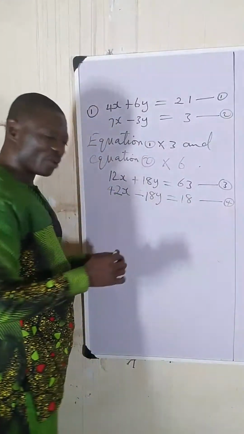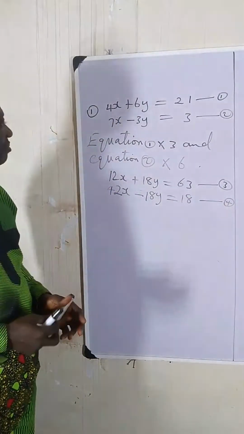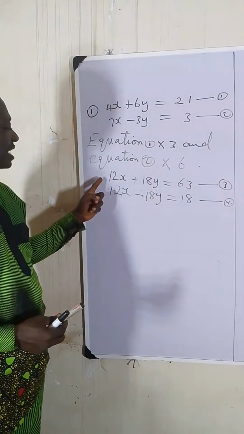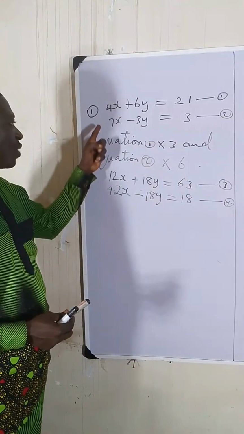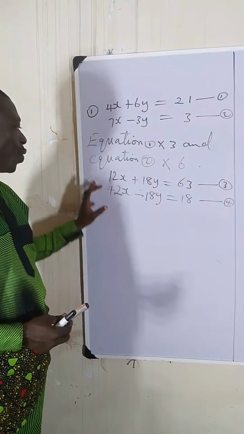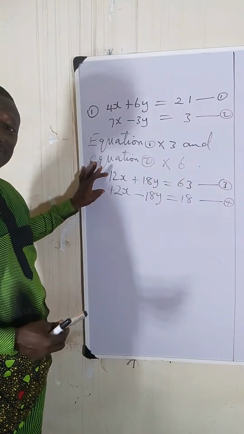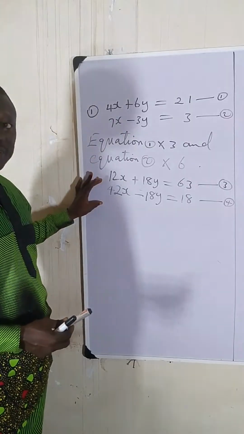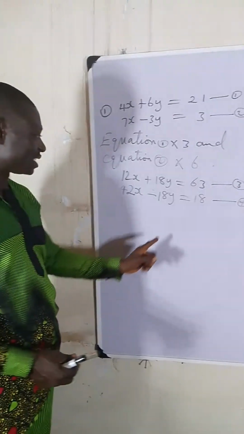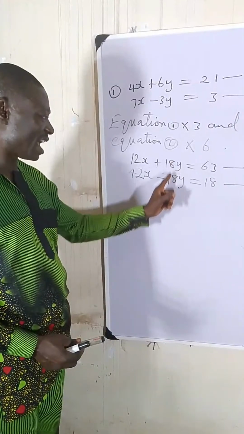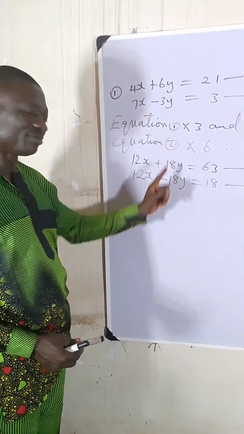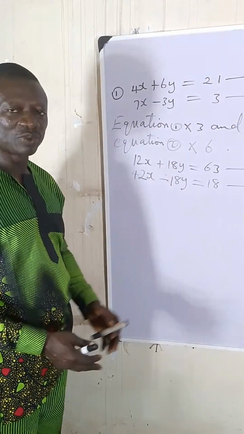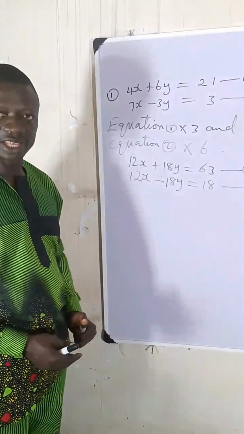As of now, we have equation 1 being the same thing as equation 3. We have equation 2 being the same thing as equation 4. So we are going to make use of equations 3 and 4 instead of 1 and 2. Remember, they are the same thing. The only thing we have achieved is that the same coefficient has been found in y. And that will make y easy to eliminate.